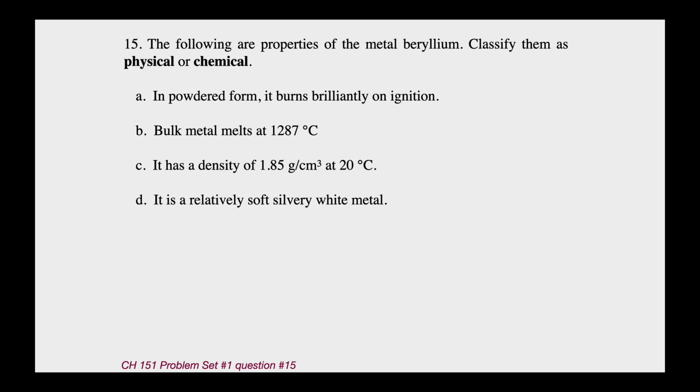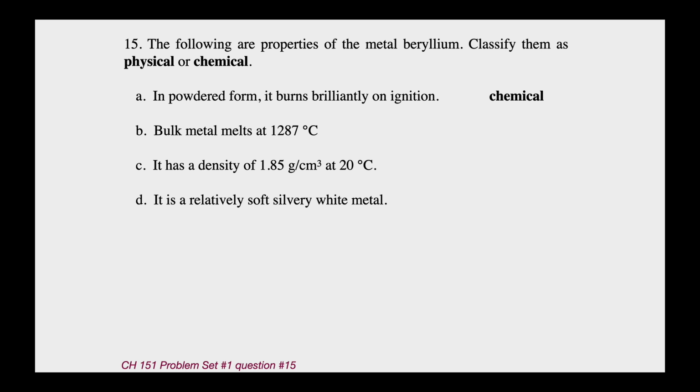Here are some different phenomena, and I'd like you to tell me if it's a physical or a chemical property, all right? Physical properties are reversible, and chemical properties would be very difficult to go back to the original form. So the first one, we've got powdered beryllium that's burning. First of all, anytime you've seen something burn, it's very difficult, if not impossible, to get it back to the original thing. So that first one is absolutely a chemical property. It burns well, that's cool, but it's going to be hard to get your beryllium ash or whatever back to the original beryllium.